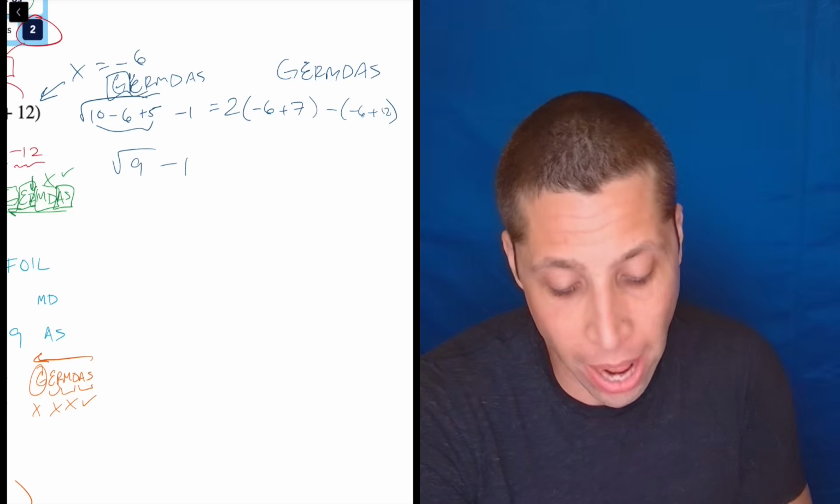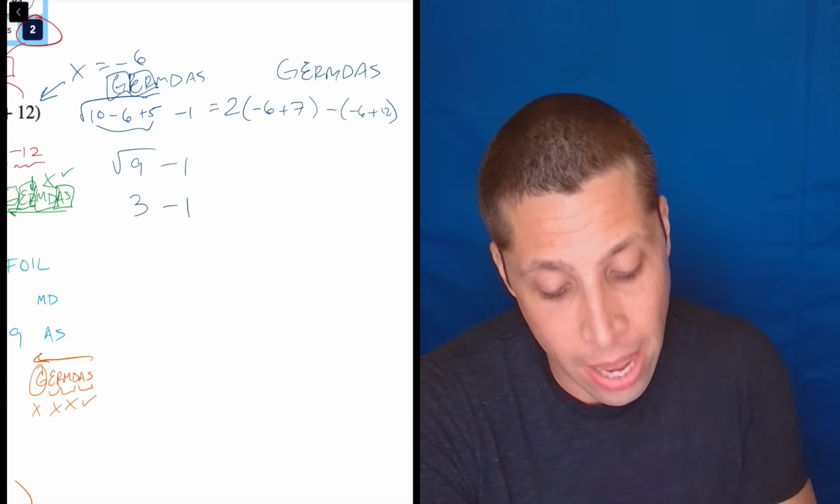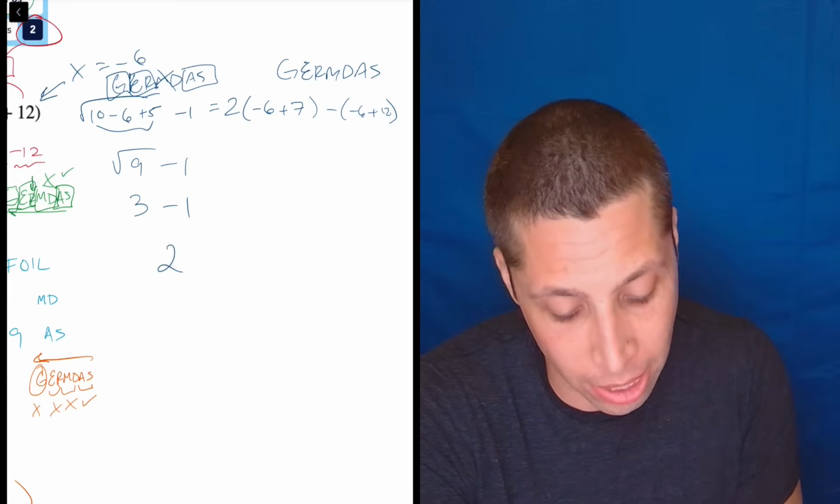Are there exponents and radicals? Yes, we can do radical 9. That's 3. 3 minus 1. Is there any multiplication and division? No. Is there addition and subtraction? Yes. 3 minus 1 is 2.